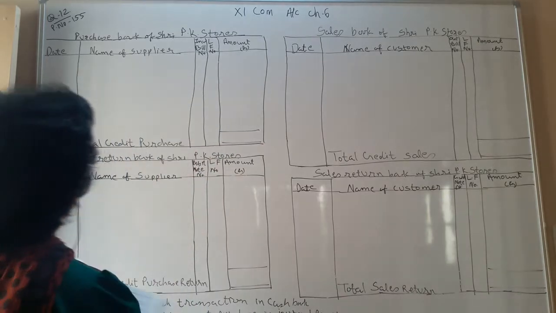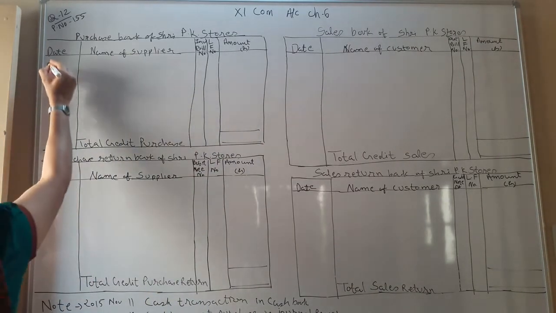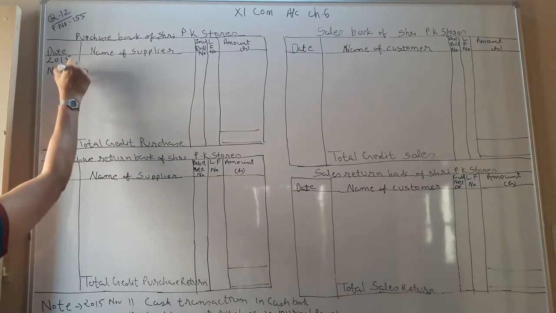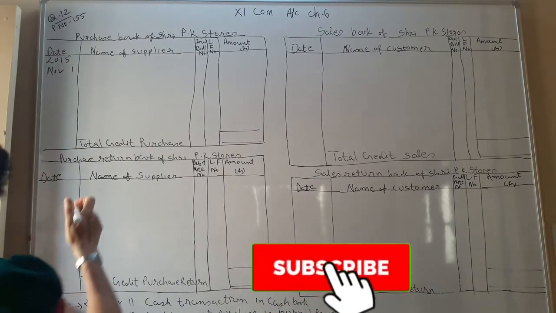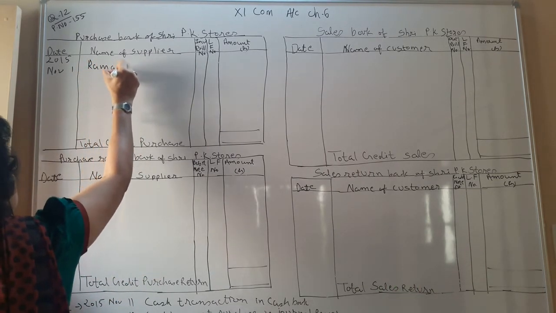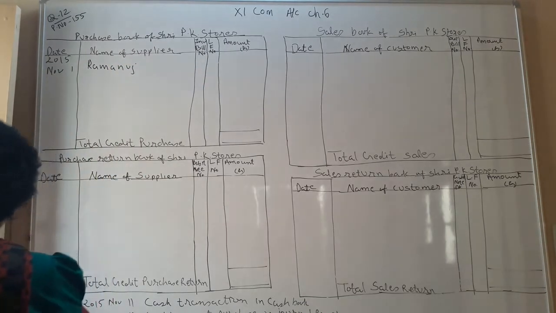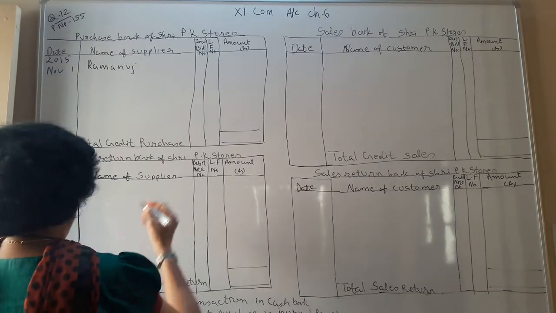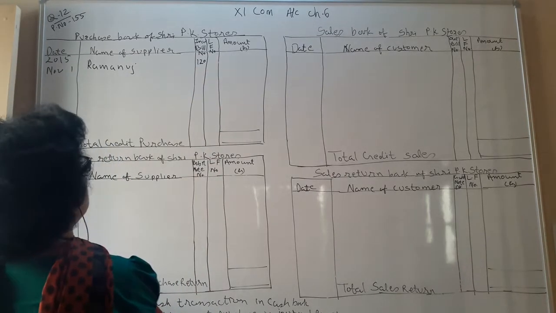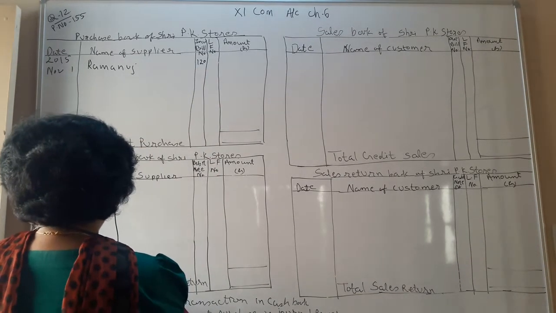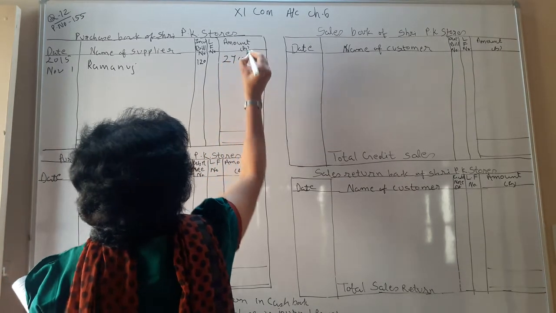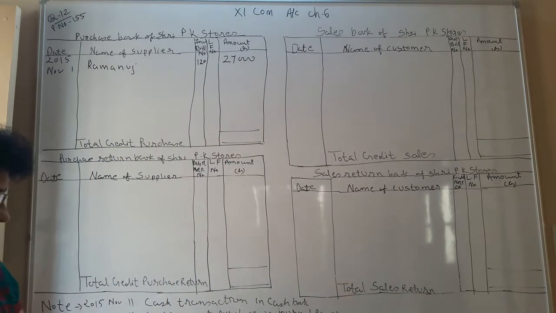2015, November 1st. First, we have purchased from Ramanuj, 30,000 at 10% trade discount, bill number is 120. So write in the column inward bill number 120 and the amount 30,000 minus 3,000, so 27,000. Trade discount is not to be recorded.